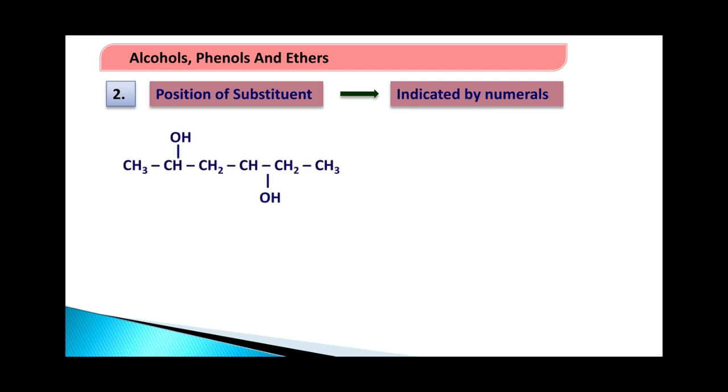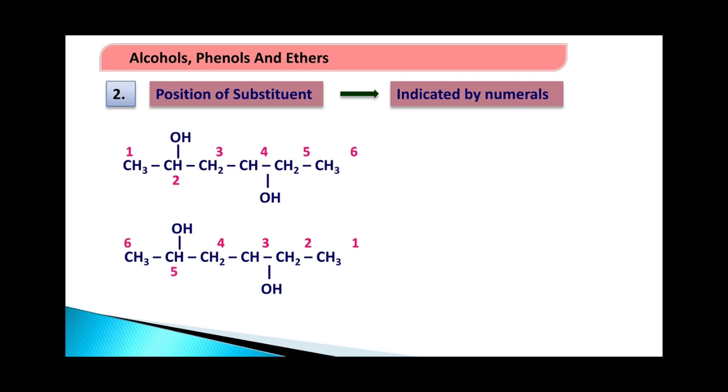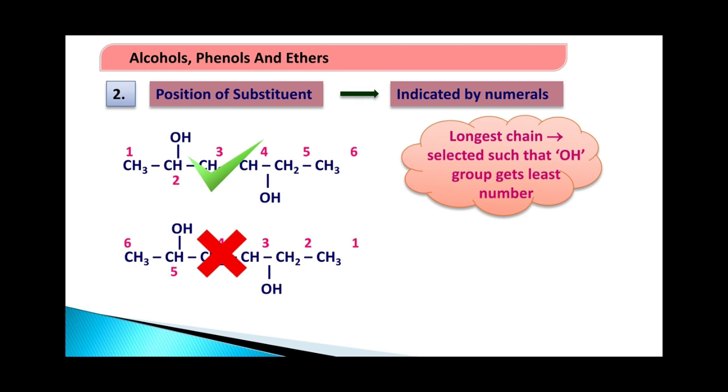For example, CH3, CHOH, CH2, CHOH, CH2, CH3. In this, I can number from left to right, or from right to left. When numbering from left to right, the alcohol groups get the numbers 2 and 4. When numbering from right to left, they get the numbers 3 and 5. Hence the first one, where the numbers are 2 and 4, is always accepted, not the second one, because the chain should be selected such that the OH group gets the least number.